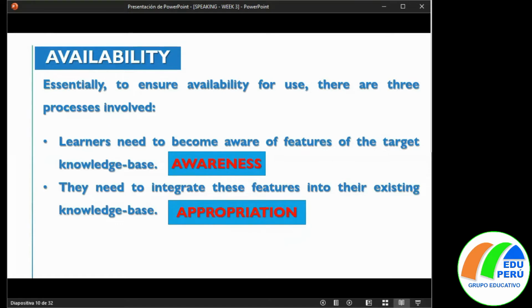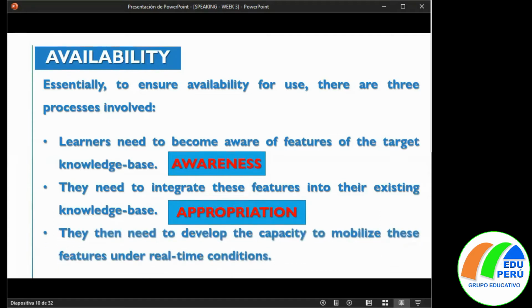And the third one, the third step or the third process, is that they need to develop the capacity to mobilize these features under real-time conditions. And we call this autonomy. Notice these three processes to ensure availability. So you're ready to use.